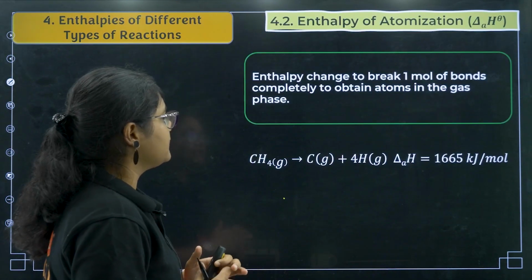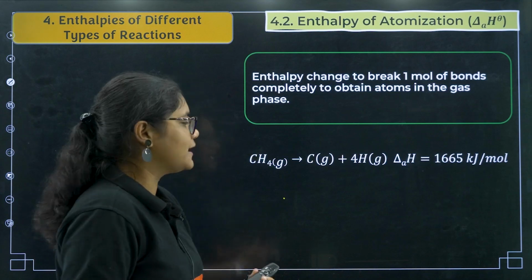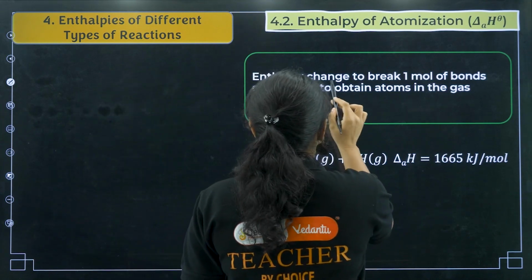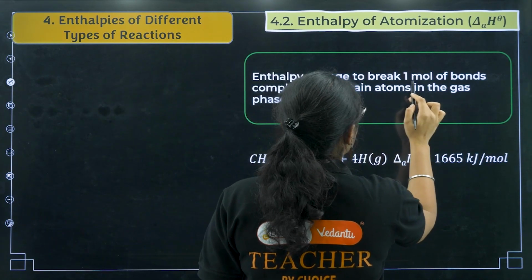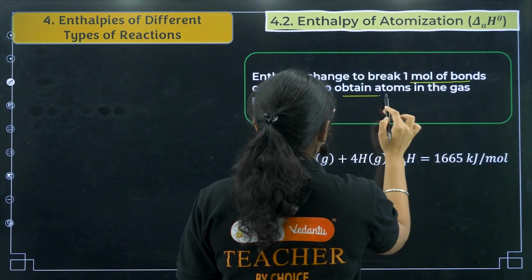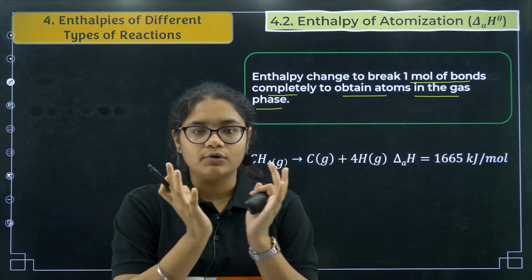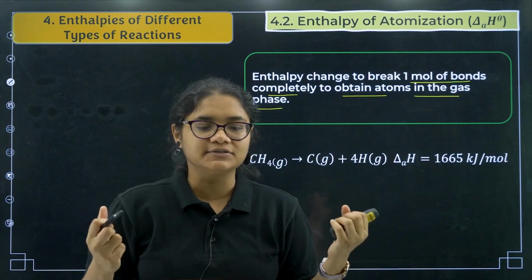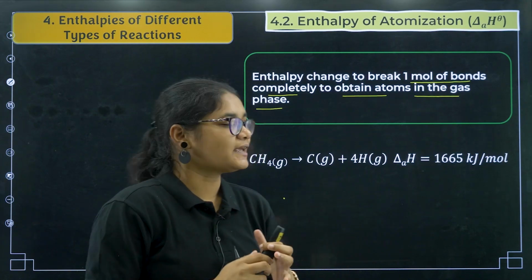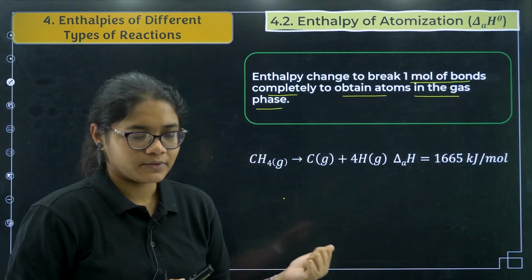Next we have enthalpy of atomization. So what is enthalpy of atomization? See, it is the enthalpy change to break 1 mole of bonds completely to obtain atoms in the gas phase. When you are breaking 1 mole of a compound so that you get atoms out of it, okay, that is called enthalpy of atomization.